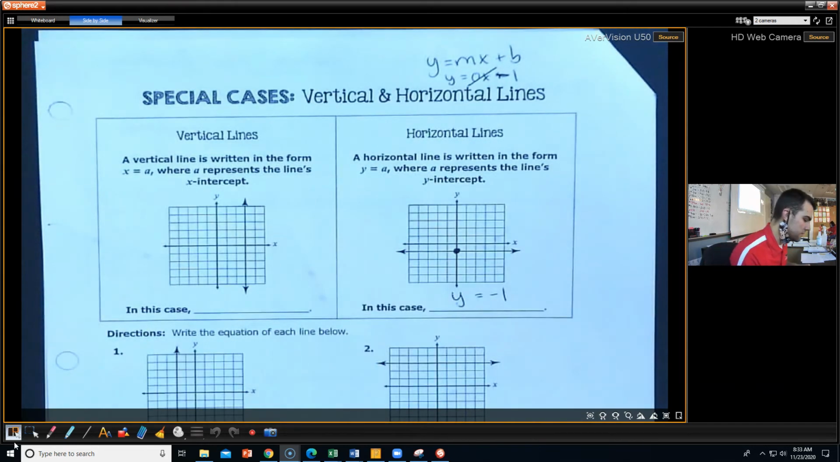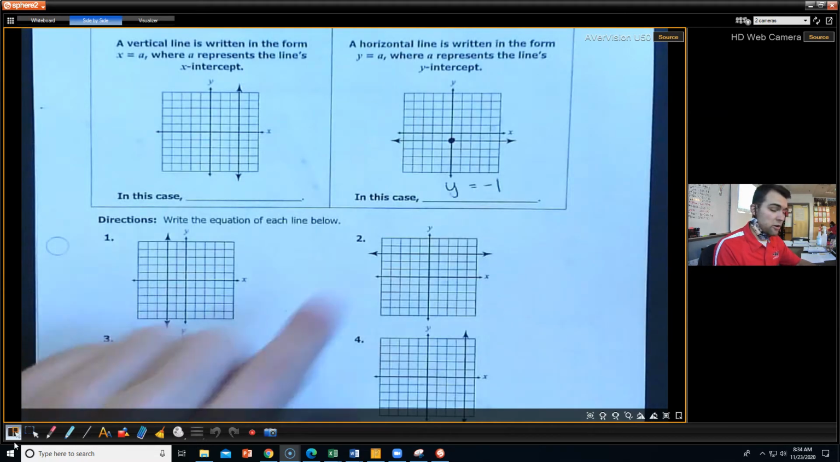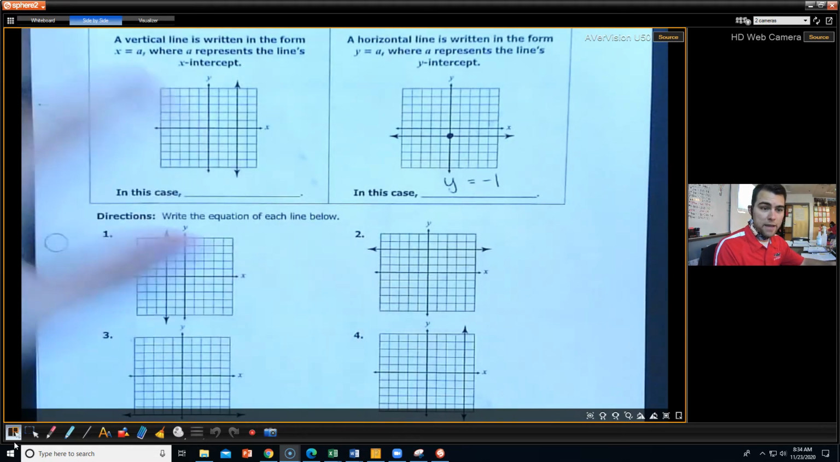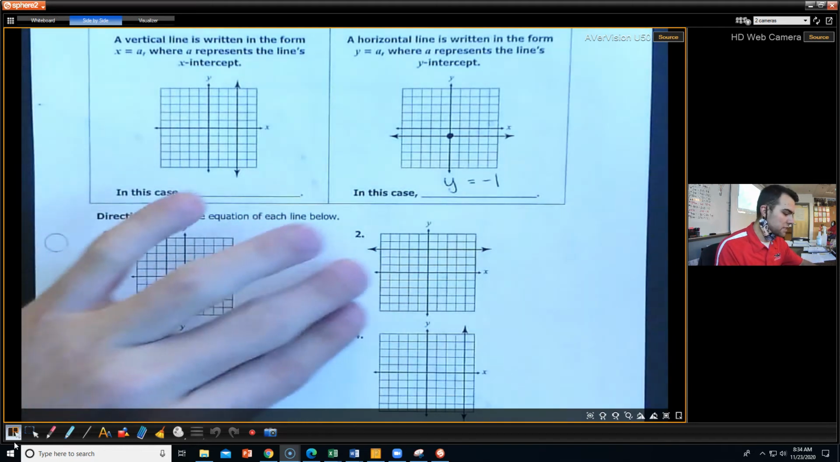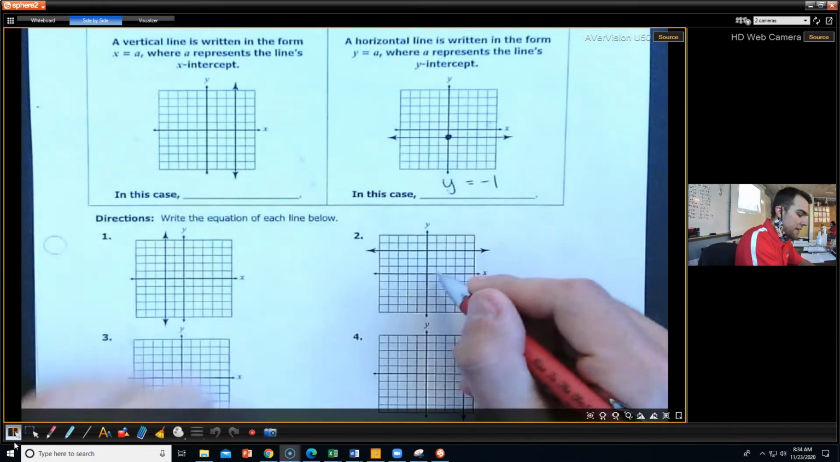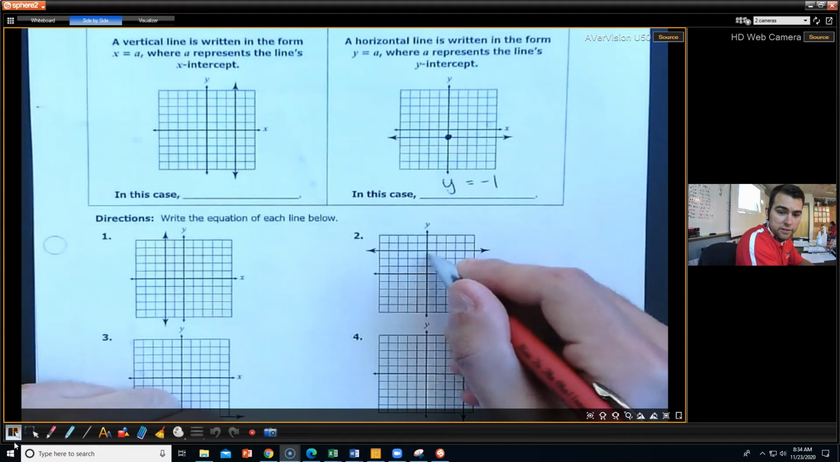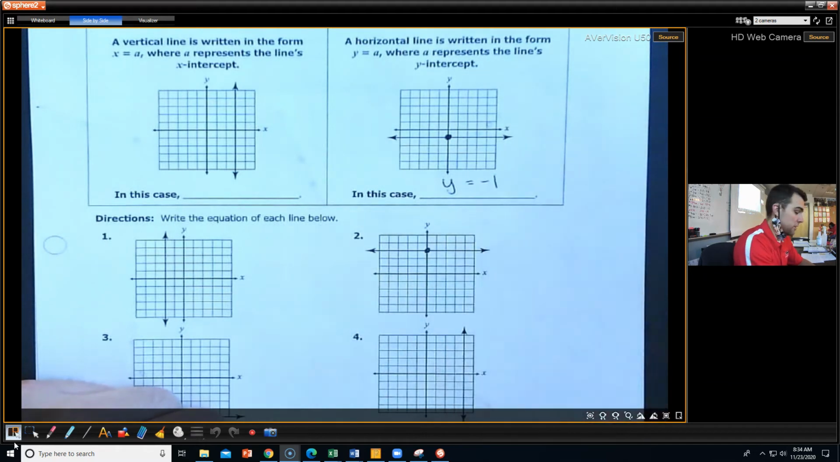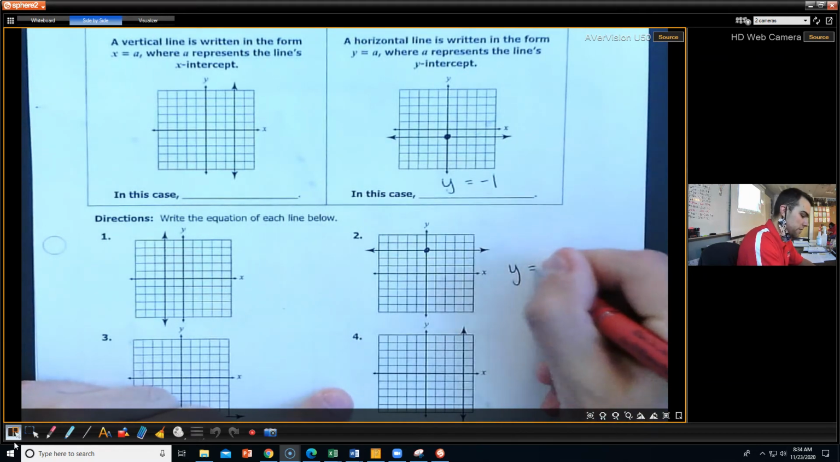Okay? So using that fact, let's take a quick look at number 2, and then we'll come back up here to look at the vertical lines. Number 2, the y-intercept of this is 3. So the equation of our line is y equals 3. And that guy's done.